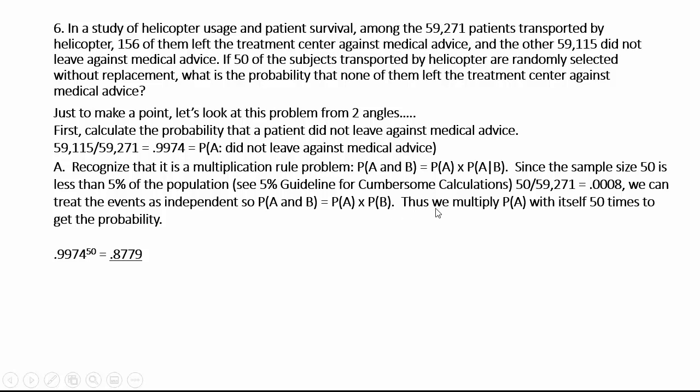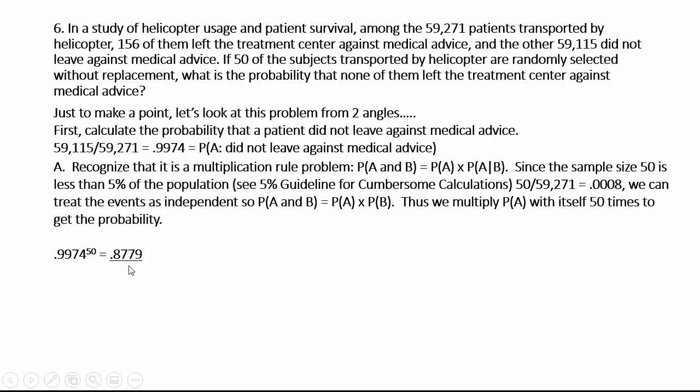Okay, so thus we multiply probability A with itself 50 times to get the probability, over and over again. And in this case, we're taking that 0.9974, and you use an exponent to the 50th power, so it's multiplied times itself 50 times, okay? And when you do that, you get this number, 0.8779, and we are finished.